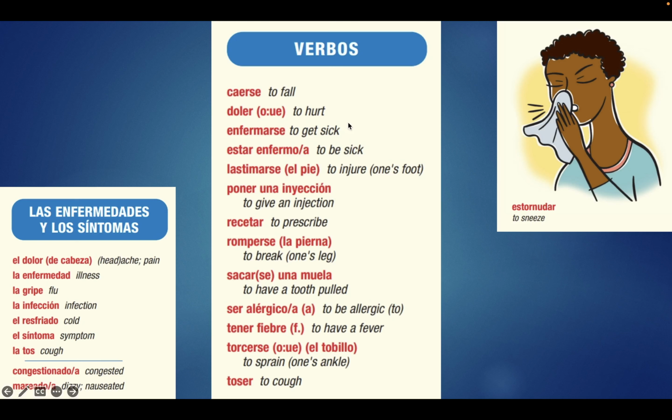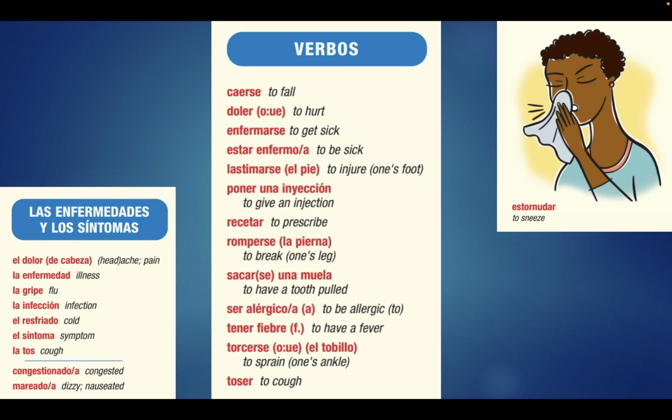Enfermarse, to get sick. Estar enfermo, to be sick. Lastimarse is to injure, and you can insert really any body part there you'd like. Lastimarse el pie, to injure your foot. Lastimarse el brazo, to injure your arm. Poner una inyección, to give an injection to someone. Recetar, to prescribe, like a receta was a prescription.